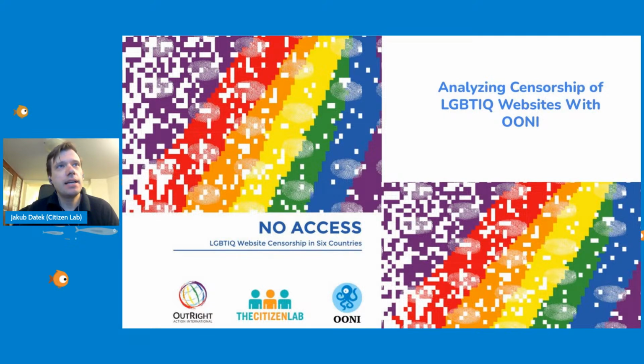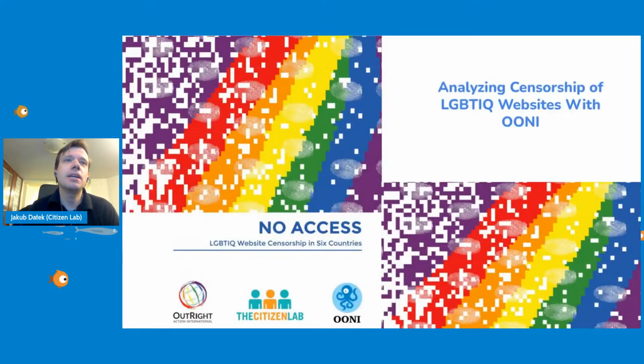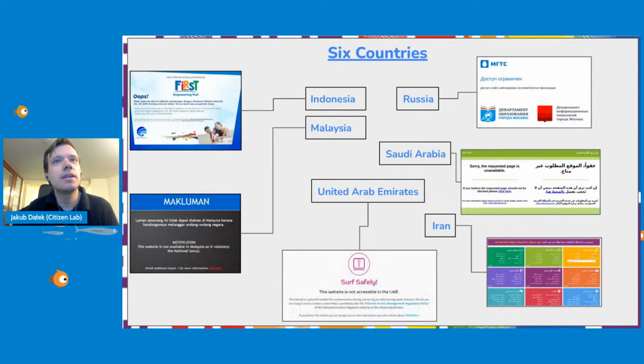Thank you, Maria. My name is Jacob Dalek. I'm a technical researcher at the Citizen Lab, and Citizen Lab has been a part of the community for a long time. I'd like to present work we did maybe a year ago around the censorship of LGBTIQ websites, where we used OONI predominantly. We did this with OONI as well as Outright Action International, so it was three organizations that contributed to the report. I'll talk specifically about the technical measurement work as a part of that.